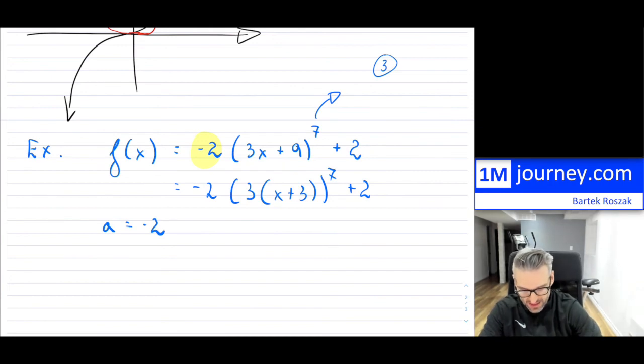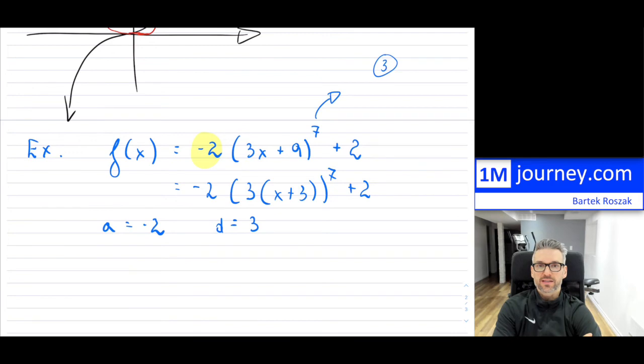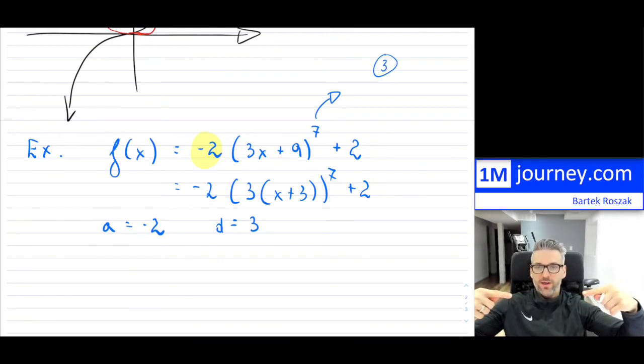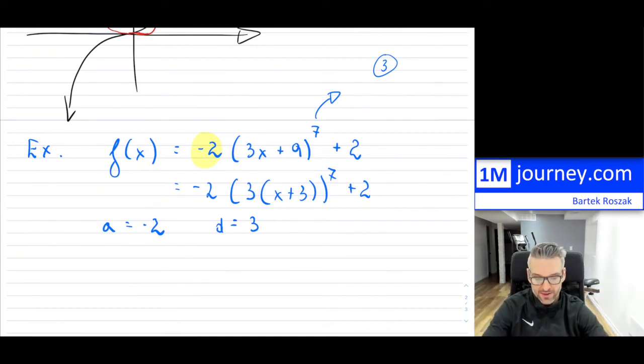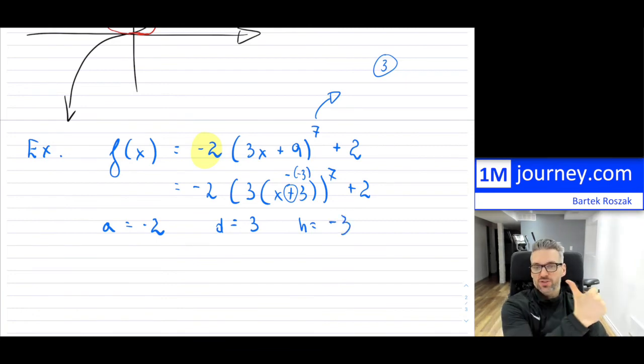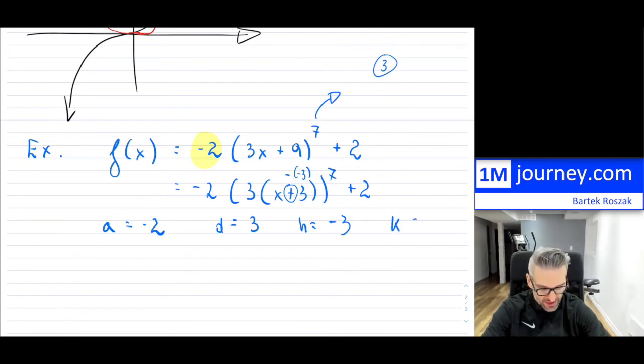We have a d, so d is equal to 3. What does that mean? That means it is a compression in the x, so it's going to get squished in this way. There is no reflection at all because it's not negative. Then we have our h. Be careful here because it's supposed to be negative, so this is -3, which means it would shift to the left. And my k is equal to 2, so that means this is going to shift up.